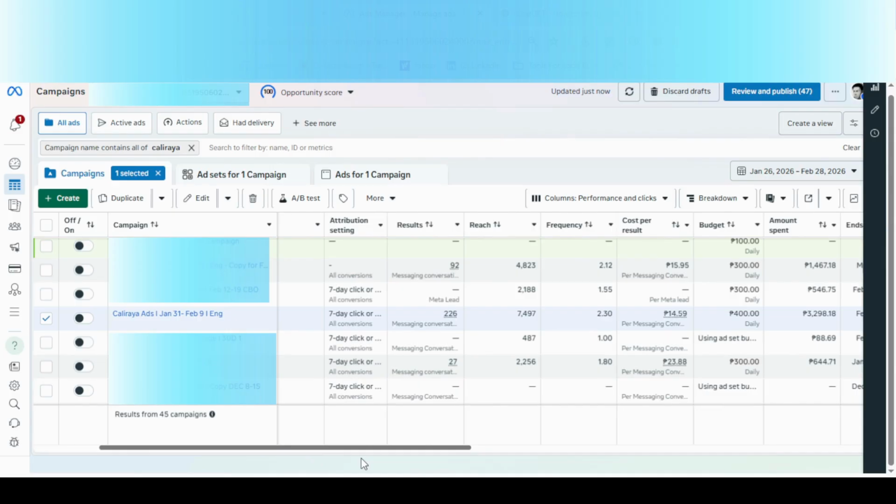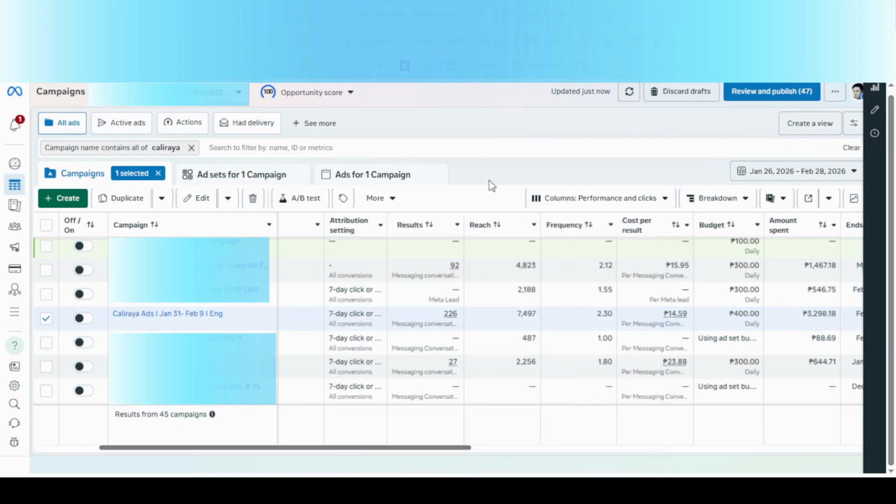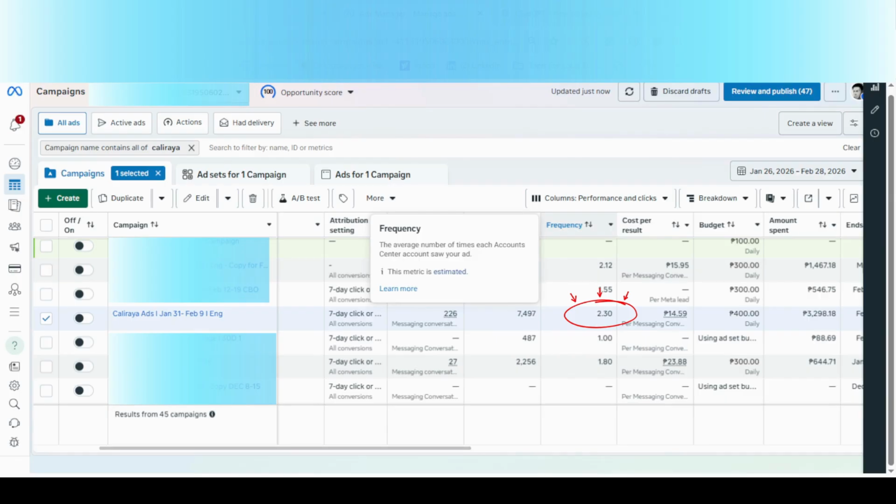Now, to start, we ran the ads for 7 days. From that, we received 226 converted messages. The campaign ads reached 7,497. The frequency is 2.30. So the benchmark or the ideal for the frequency is 1.5 to 3. Frequency is the number of times your ad is seen by a person.